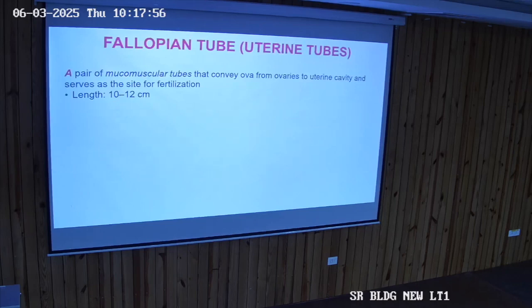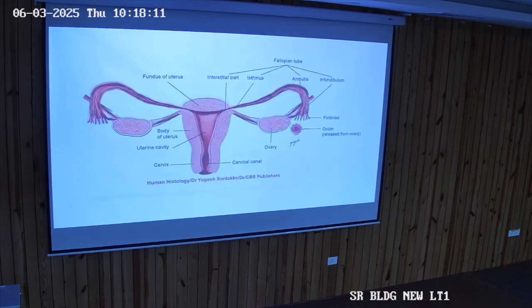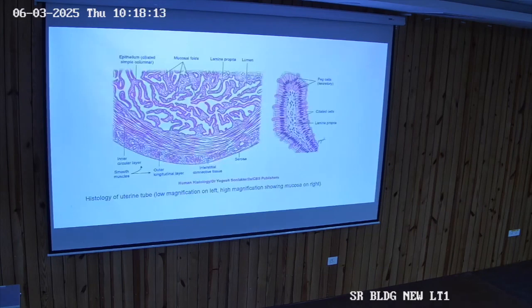Next, coming to the fallopian tubes, which are also called the uterine tubes. They are called mucomuscular tubes. It has mucosal folds. It has muscle fibers. Now what is missing in this? If you see this slide, I am naming the layers which are present. You have to tell me what is absent over here.